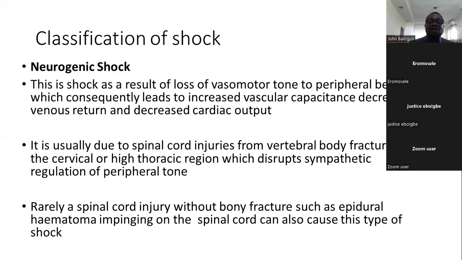Then the patient may also be paralyzed. In those instances, that patient has spinal shock. It doesn't have neurogenic shock. If the vital signs have started being affected, the patient has neurogenic shock.